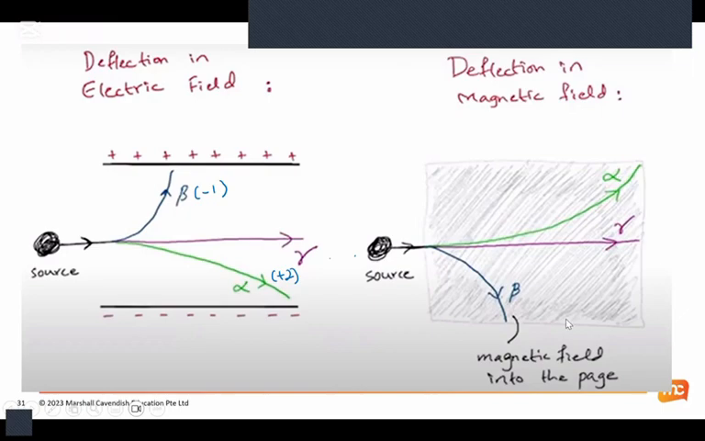And similarly for magnetic field, this one you need to use your Fleming's left-hand rule. I'll not go in depth. You can see yourself. This is the movement of a positive charge, that means the direction of current.